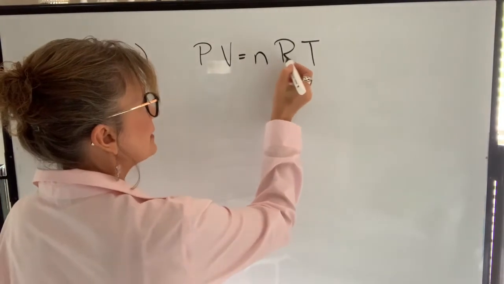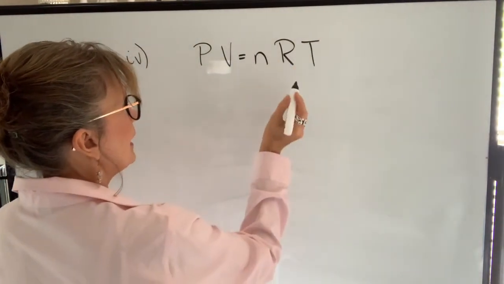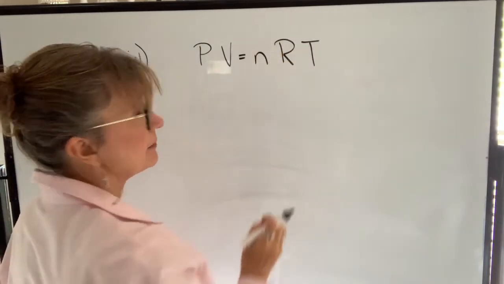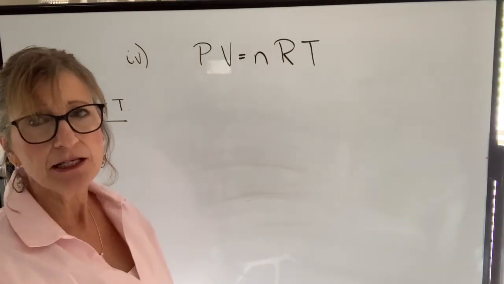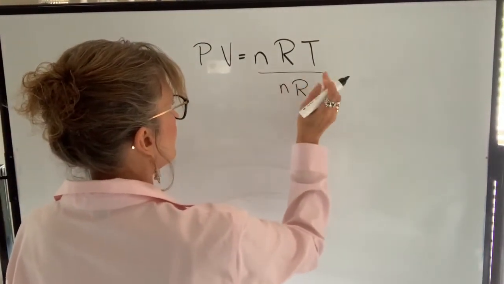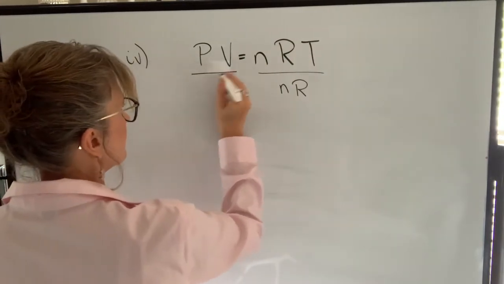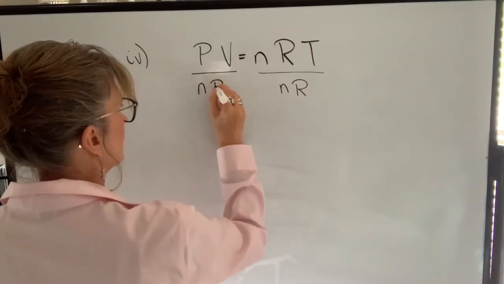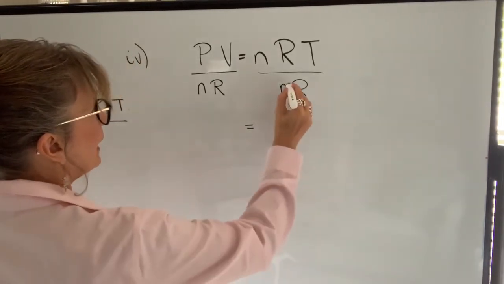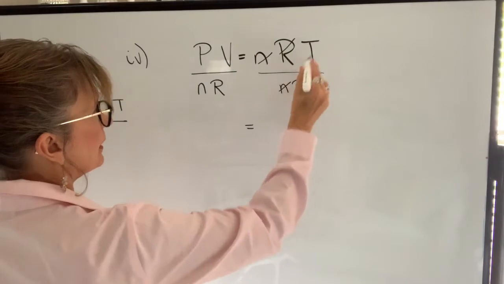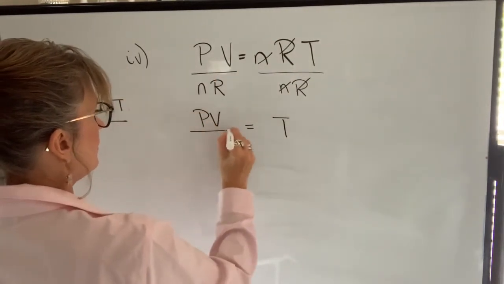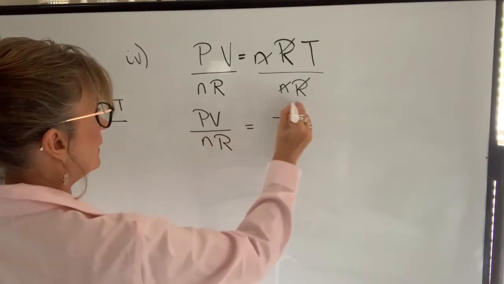This means n times r times t, and in order to isolate t, I want to get rid of n times r, which is being multiplied to t. So all I have to do is divide by n times r. If I do that to that side of the equation, I need to do it to this side. And the n cancels, the r cancels, and I'm simply left with a t. So t is equal to p times v over n times r.